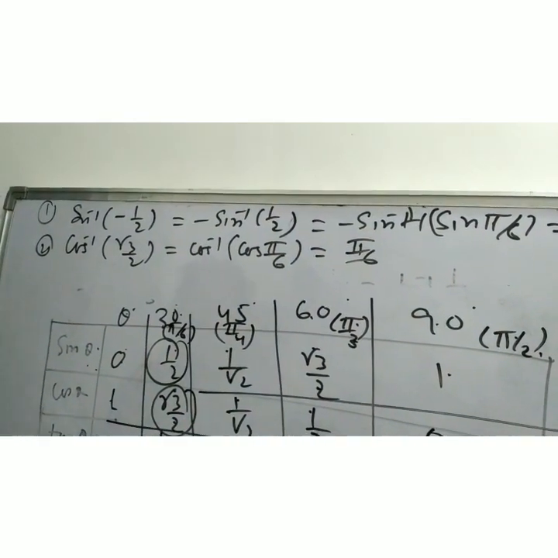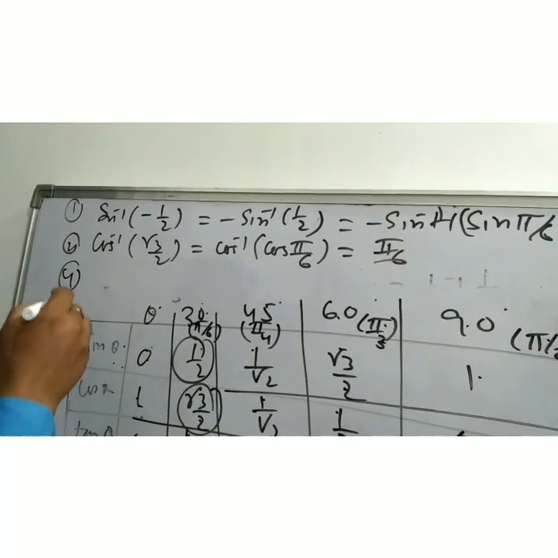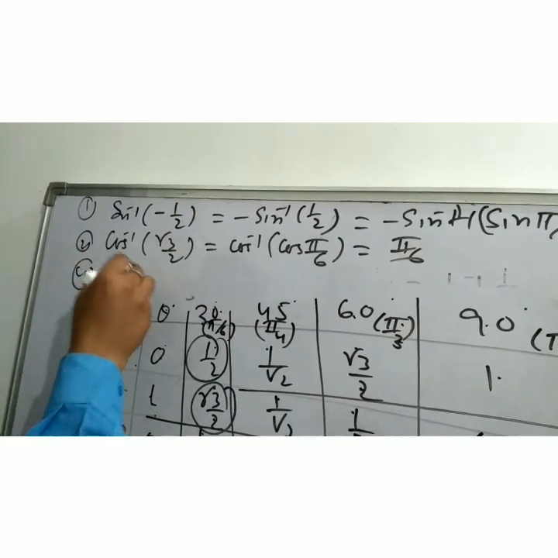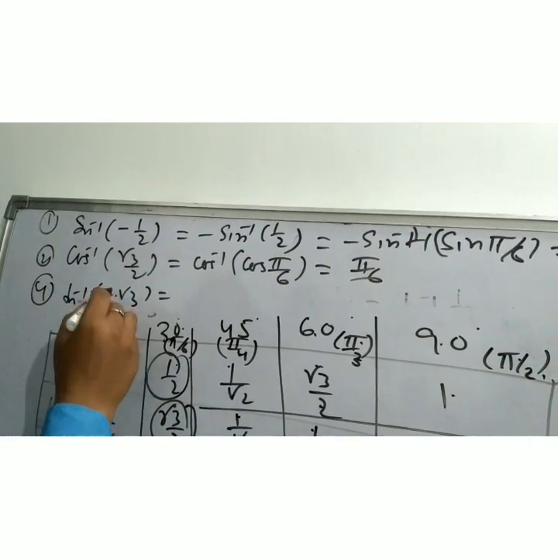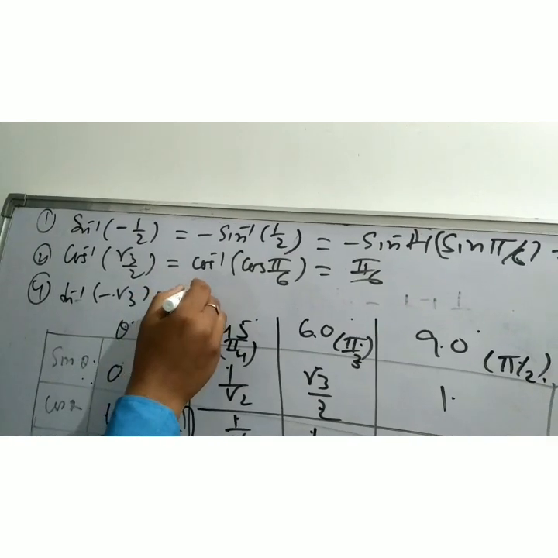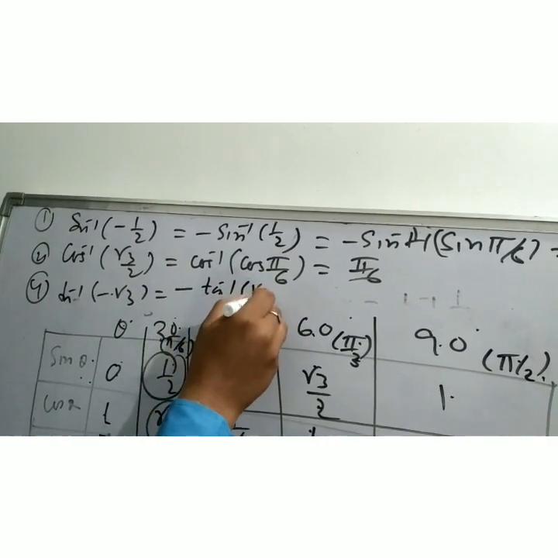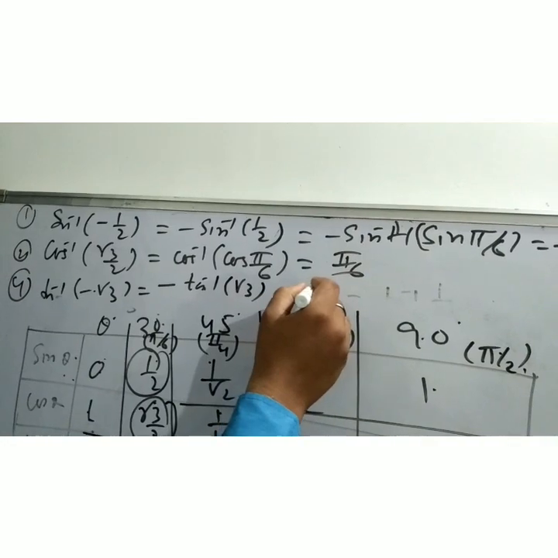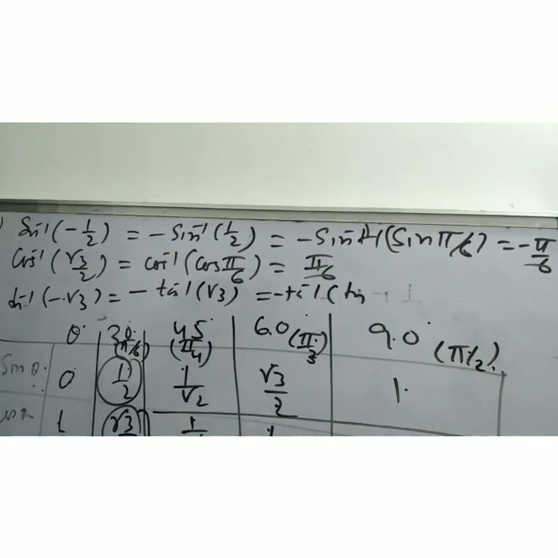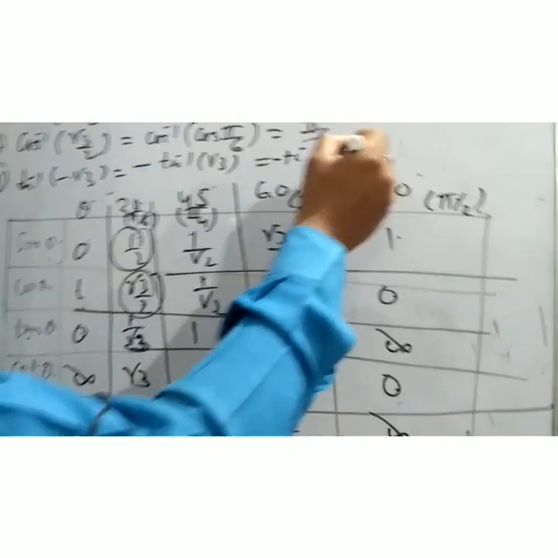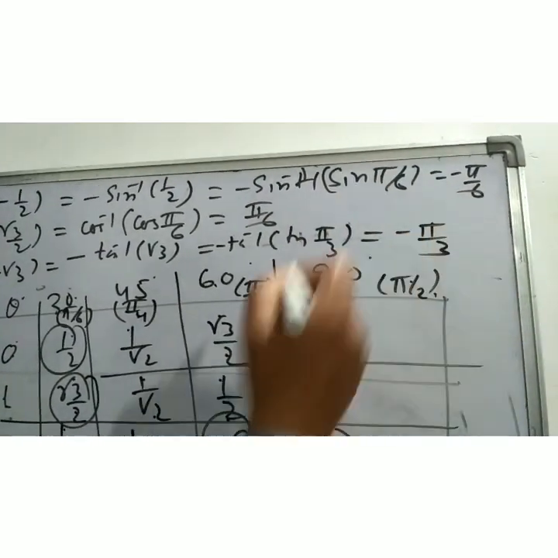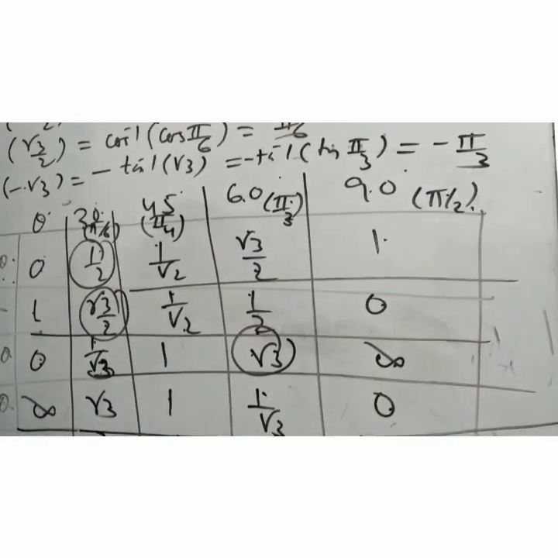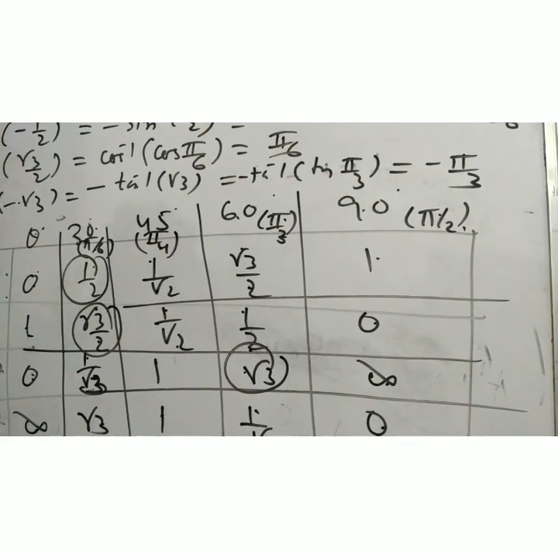Similarly, suppose I write the fourth bit, that is tan inverse minus root 3, what will be the value? It will have a minus symbol. So in the case of tan, the minus comes out first, so it is minus tan inverse root 3. What is the value of tan root 3? That is equal to 60 degree, that is pi by 3. So minus pi by 3. Similarly, you can do the next bit also. So these are very important questions, which I will discuss now.